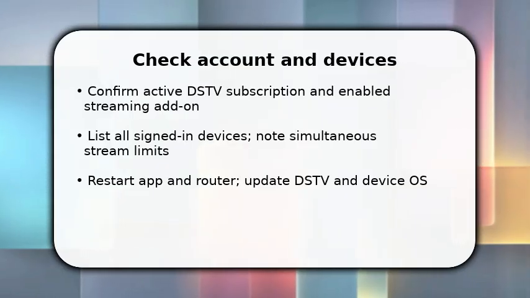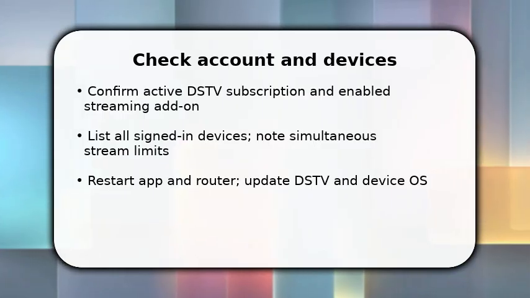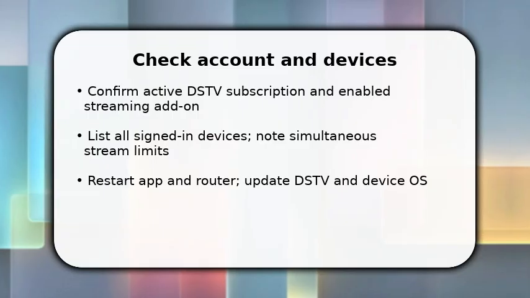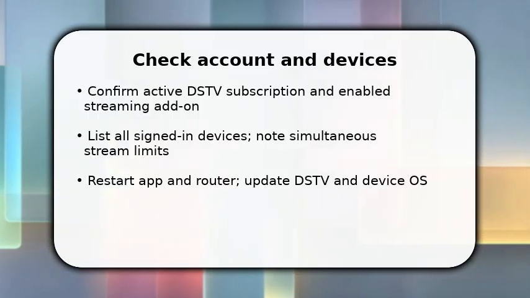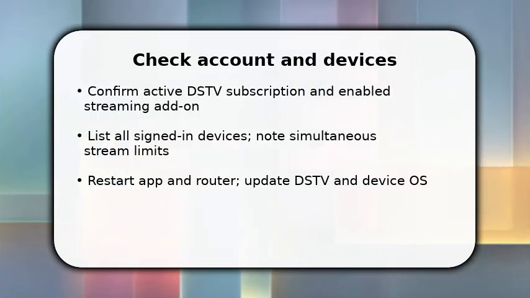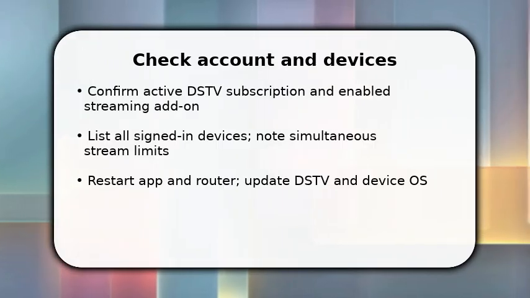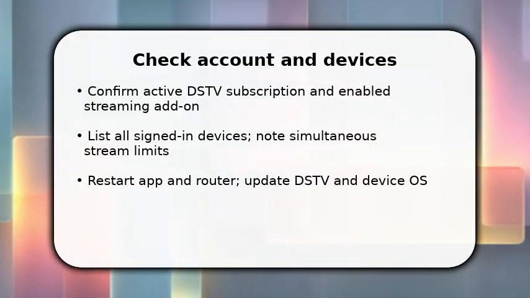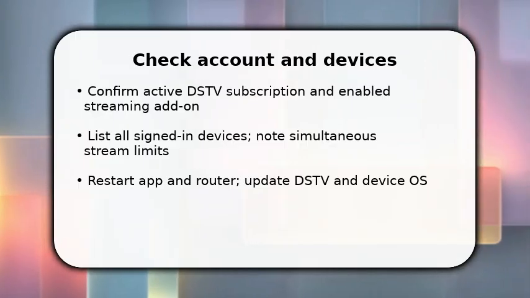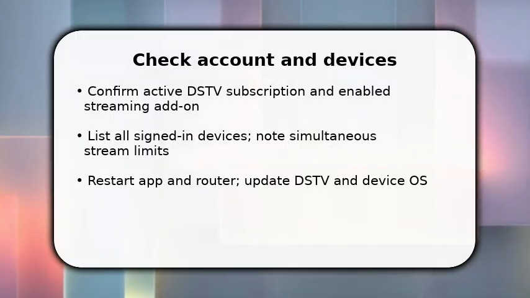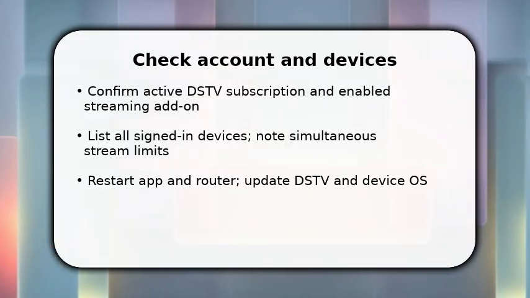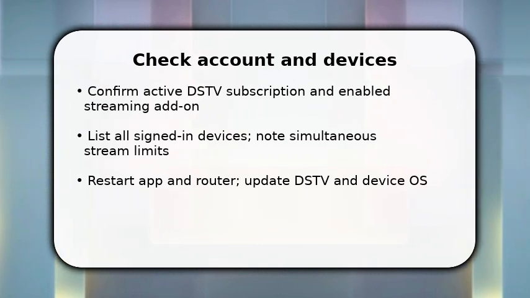You start by verifying your Dstv account and streaming allowance so you know the exact limit. Next, list every device currently signed in: phone, tablet, smart TV, because each counts toward the cap. Once done, force close the Dstv app, clear the app cache if available, and update the app and your device operating system to the latest versions. Finally, reboot your router to clear transient network sessions before moving to signed-in device management.